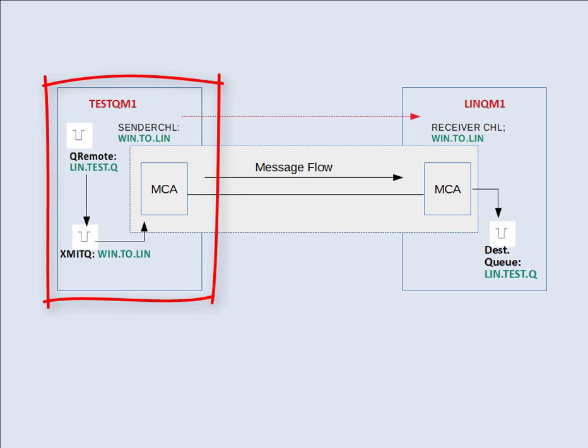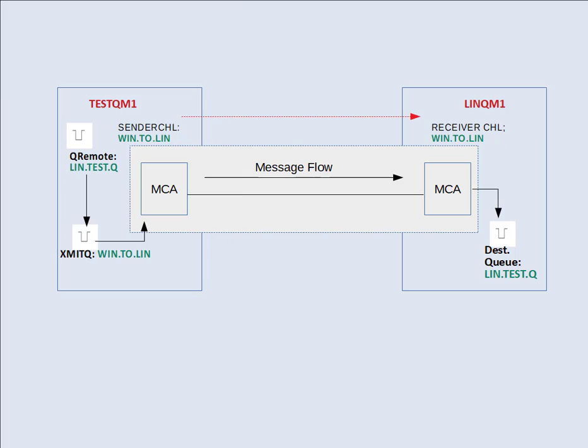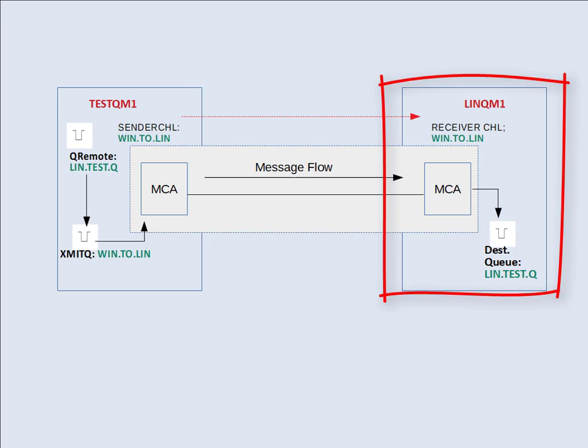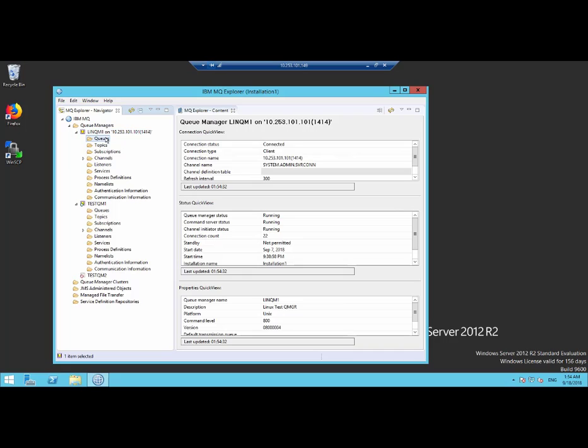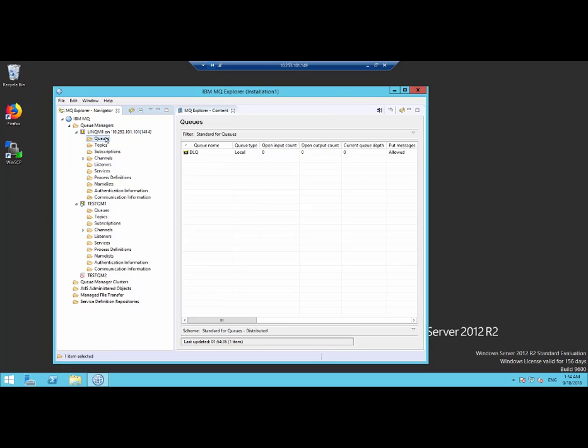So now we have successfully created the sender side of the channel. So let's go ahead and create the receiver side. The receiver channel has to be created at the Linux Queue Manager, linqm1. So first click on queues and create a local queue with the name lin.test.queue. This is the one which will receive the messages.